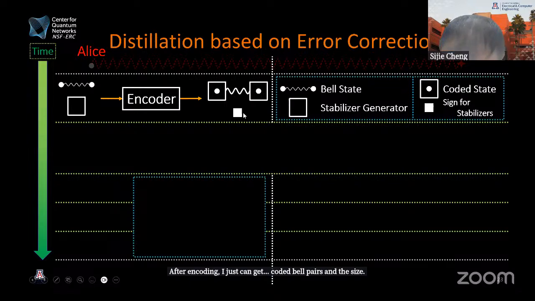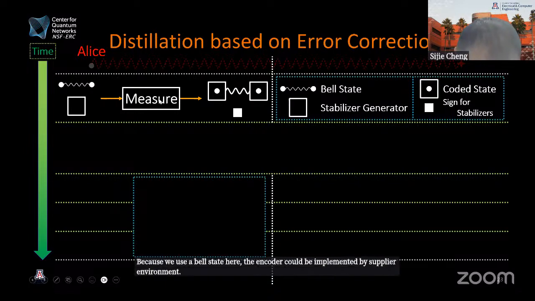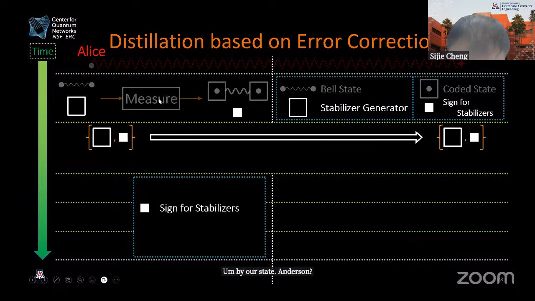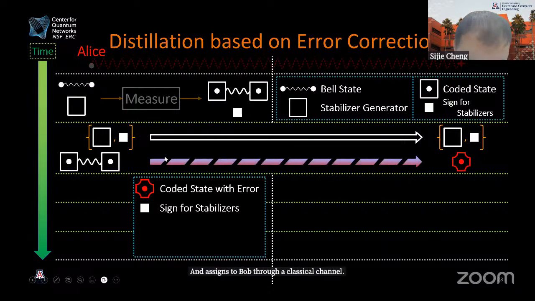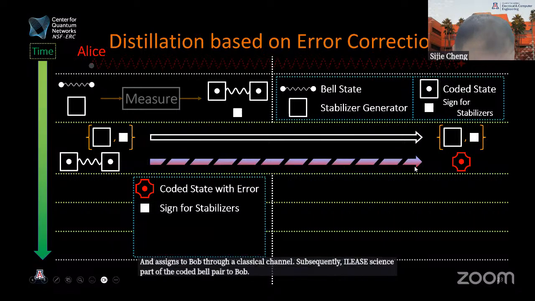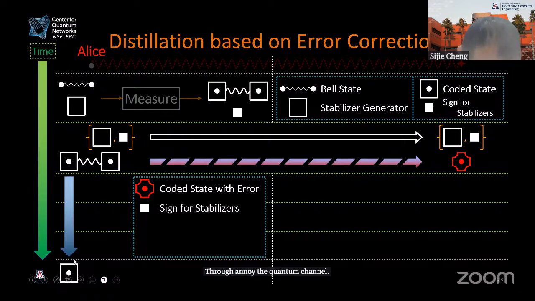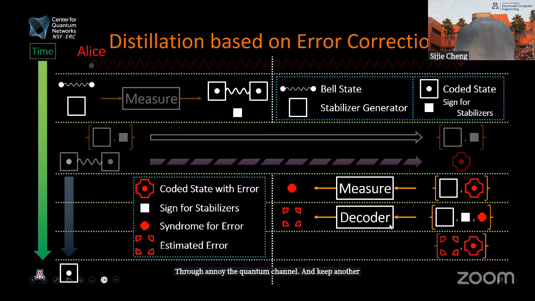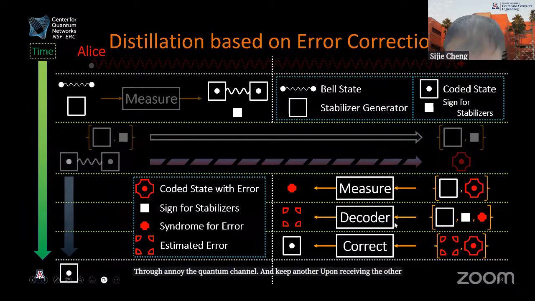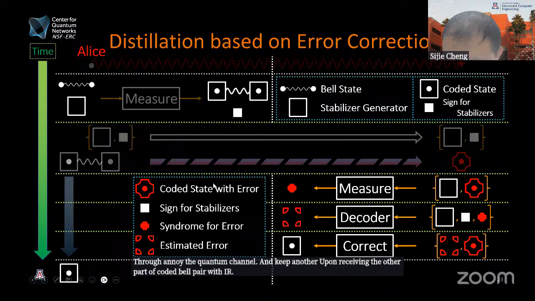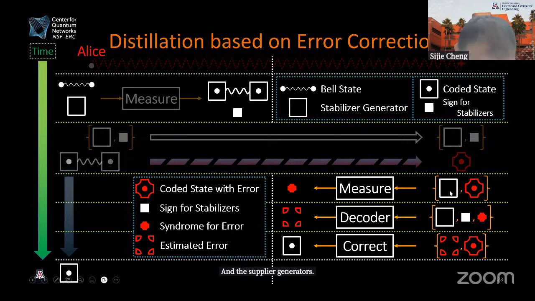Because we use a Bell state here, the encoder could be implemented by stabilizer measurement on the Bell state. And then Alice can send the stabilizer generators and signs to Bob through a classical channel. Subsequently, Alice sends part of the coded Bell pair to Bob through a noisy quantum channel and keeps the other one. Upon receiving the other part of the coded Bell pair with error and the stabilizer generators, after a measurement quantum circuit, Bob can get the syndrome for the error.